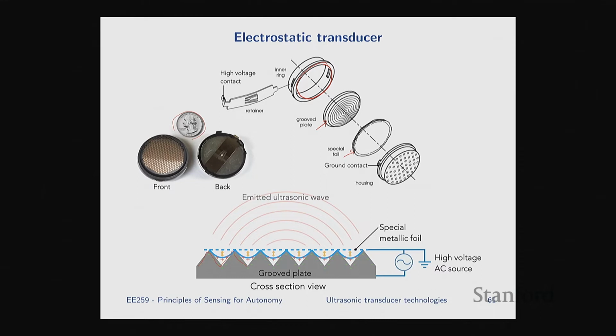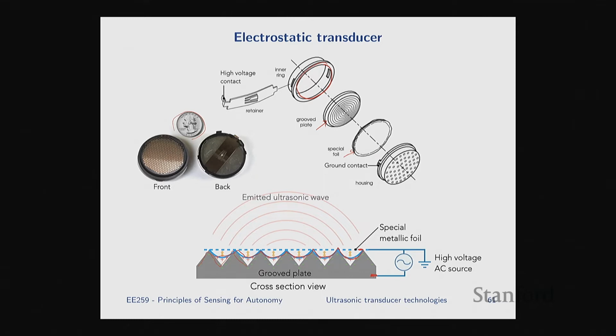And then the high voltage is applied between that metallic foil and the metallic groove plate. So you get your electrostatic force between the two, and the force can basically pull the metallic foil into the grooves. So when it goes into the grooves, it makes this shape, and then as you oscillate the voltage, you basically vibrate the thin foil on top of the groove plate, and it generates these circular waves on top of it, which then emit ultrasonic waves.